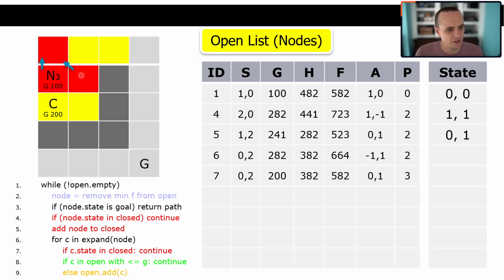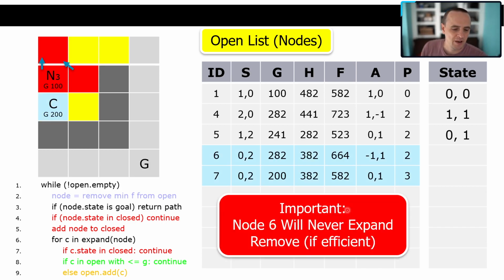The importance of this example is that you do not find a solution as soon as you generate the child. You find a solution when you remove a node from the open list. Because the first time we generated a node with this state, it was on a bad path, but only now are we correcting that. The thing about this one is that node 6, the one we previously generated here, will never be expanded. The reason it will never be expanded is because it's the same state as the current one that I'm expanding, but it has a higher F value.